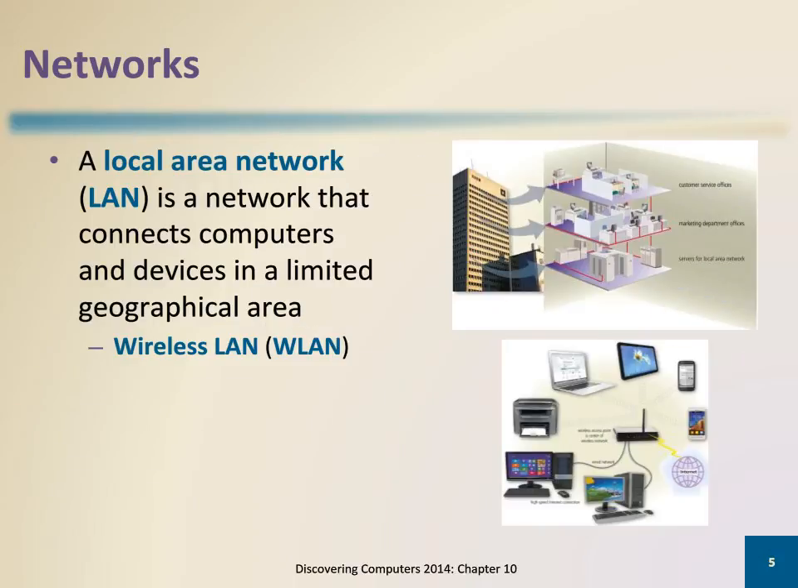One network category is the local area network, commonly referred to as a LAN. A LAN is situated in a limited geographical area. A wireless LAN is a LAN that uses no physical wires.